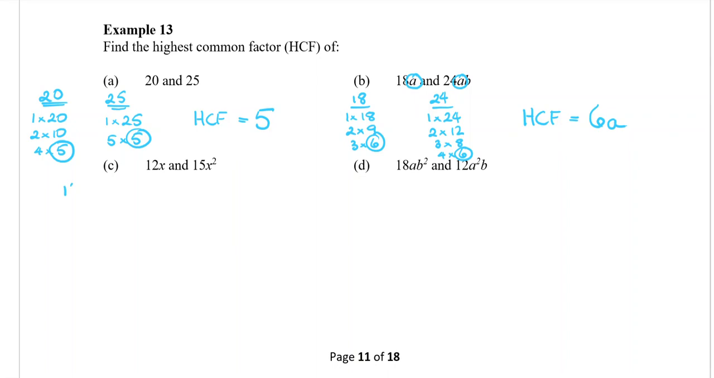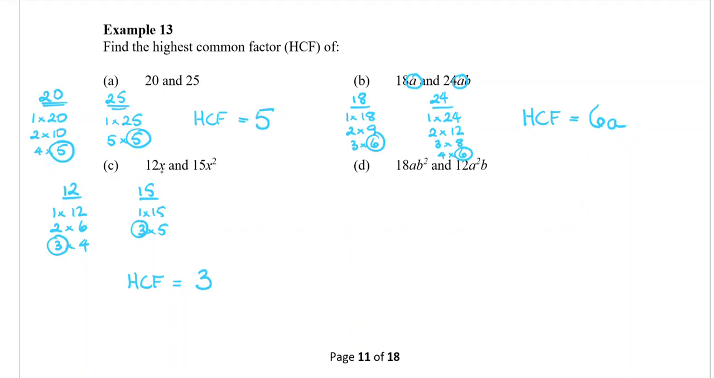All right, let's try C. We have the number 12 and we have the number 15. So 12, we can have 1 times 12. We can have 2 times 6. We can have 3 times 4. And that's it. 15, we can have 1 times 15. We can have 2, nope, we can't have 2. We can have 3 times 5. 4 doesn't work, so that's all the factors. So the highest common factor is going to be, what's the biggest number we can see in the list? I think it's 3. So 3 for the number.